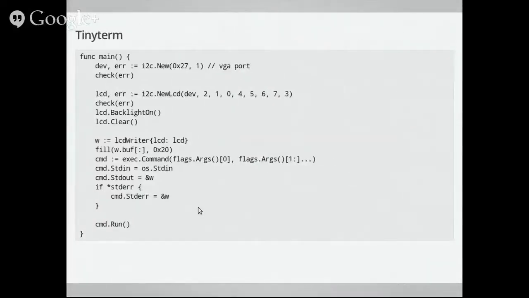And so I wrote this thing called TinyTerm. And again, at the top, we connect to the VGA port, make a new LCD driver, same as before. Now I have another type here called LCD writer, which takes the raw LCD and turns it into a Go writer. So we take that writer and we assign it to the standard out of the command we're about to execute, as well as standard error. And then we run that command.